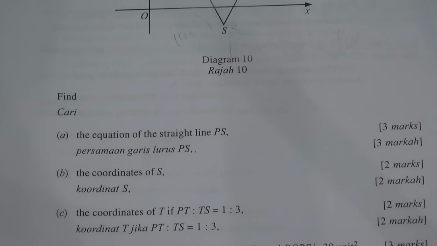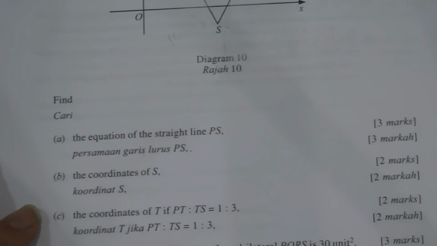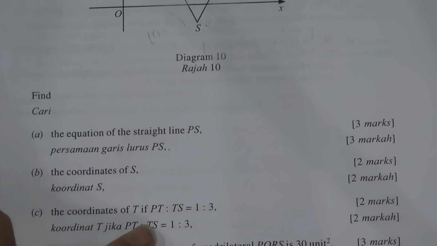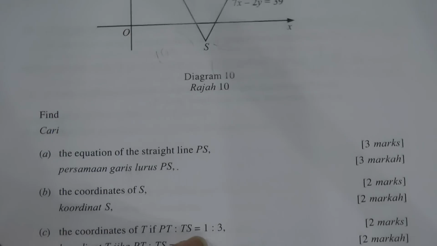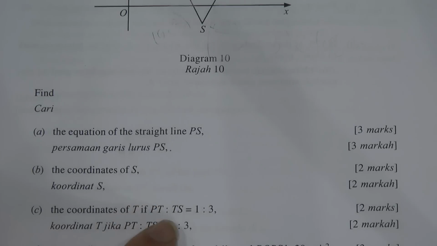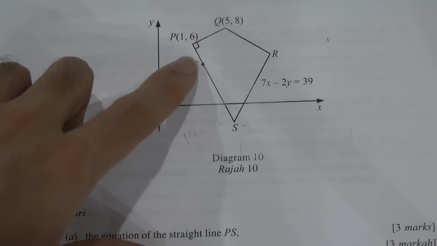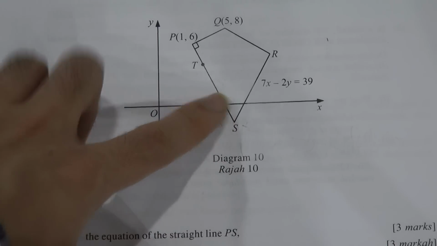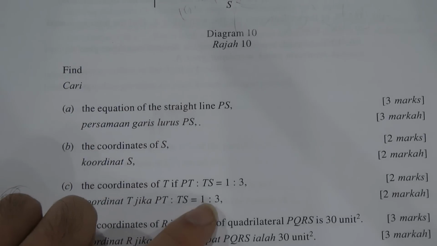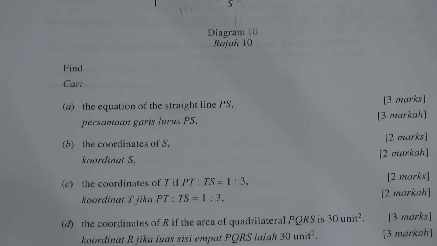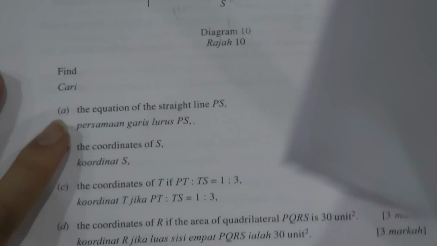Then we go to the third part. Part C. He says find the coordinate of T if PT to TS is 1:3. PT is 1, TS is 3. So here the PT ratio is 1, the TS ratio is 3. So this one, just use the formula, you can easily solve.